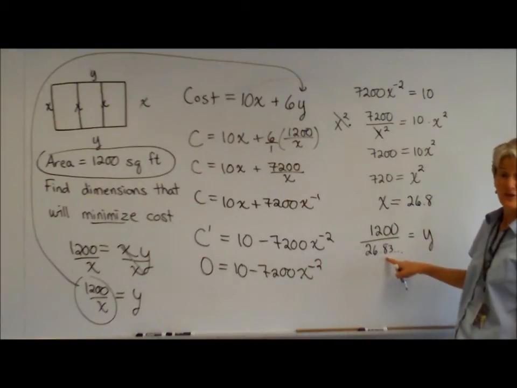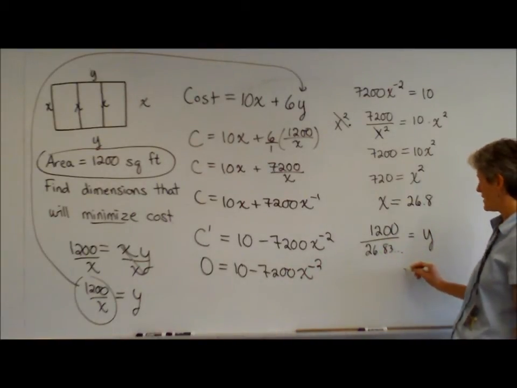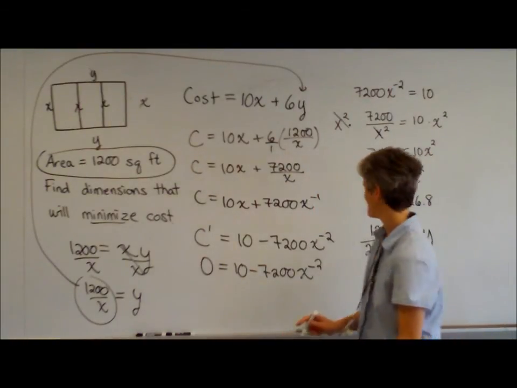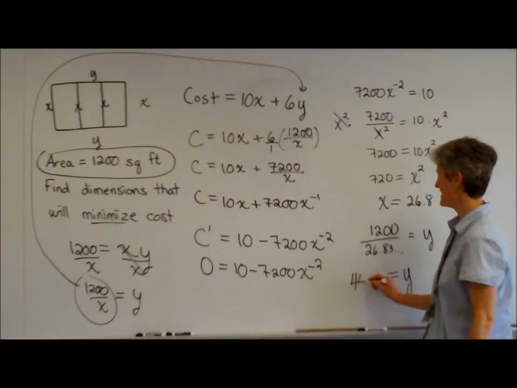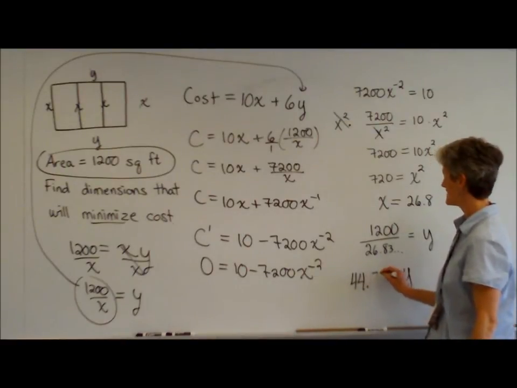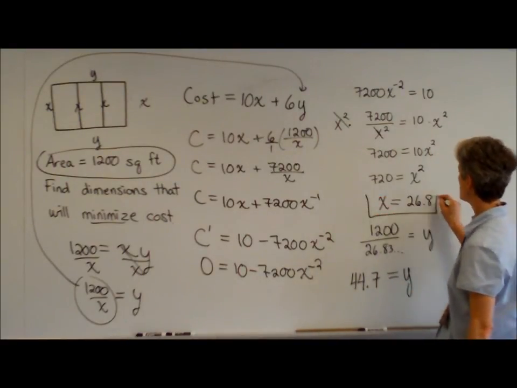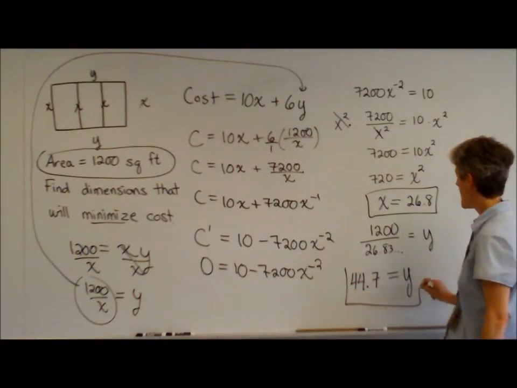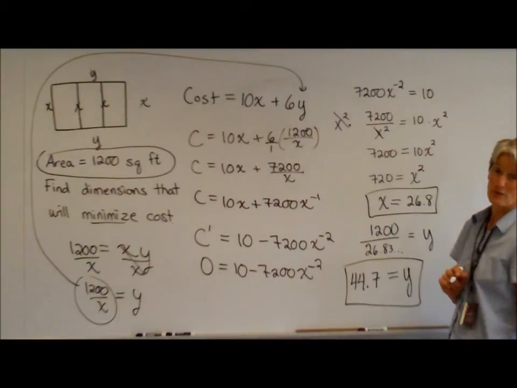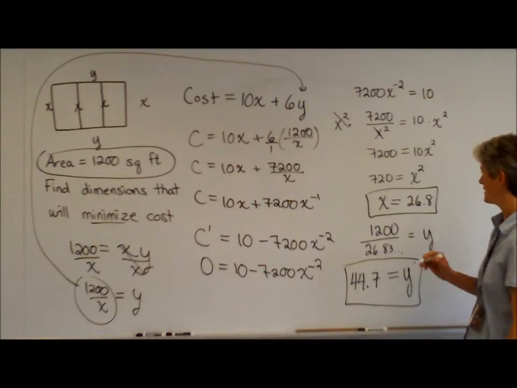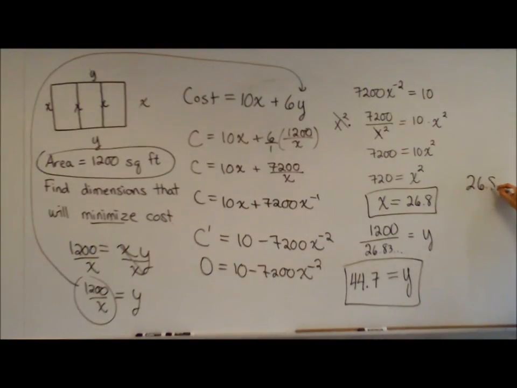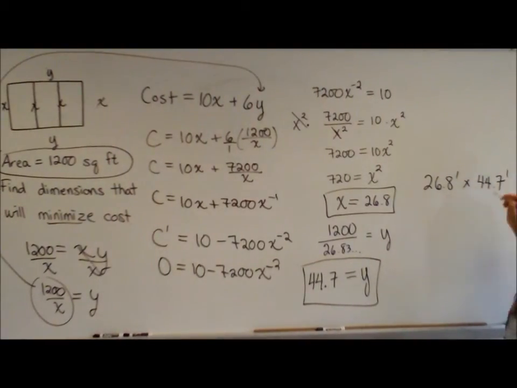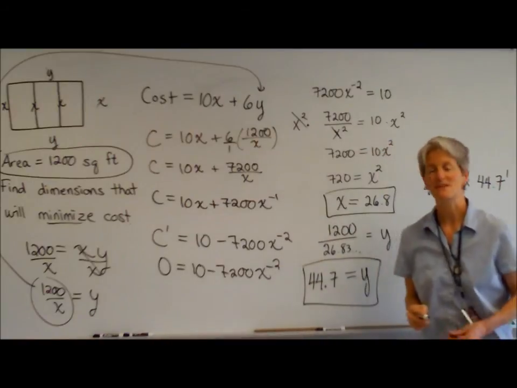Whatever value you actually had in the calculator, you want to divide by that to get your y, which, if my calculations are right, you're going to do that in your head too, Miss Stewart? Very impressive. 44.7. So my dimensions would be about 26.8 feet by about 44.7 feet. That would be the size of the rectangle that would minimize the cost of my fencing.